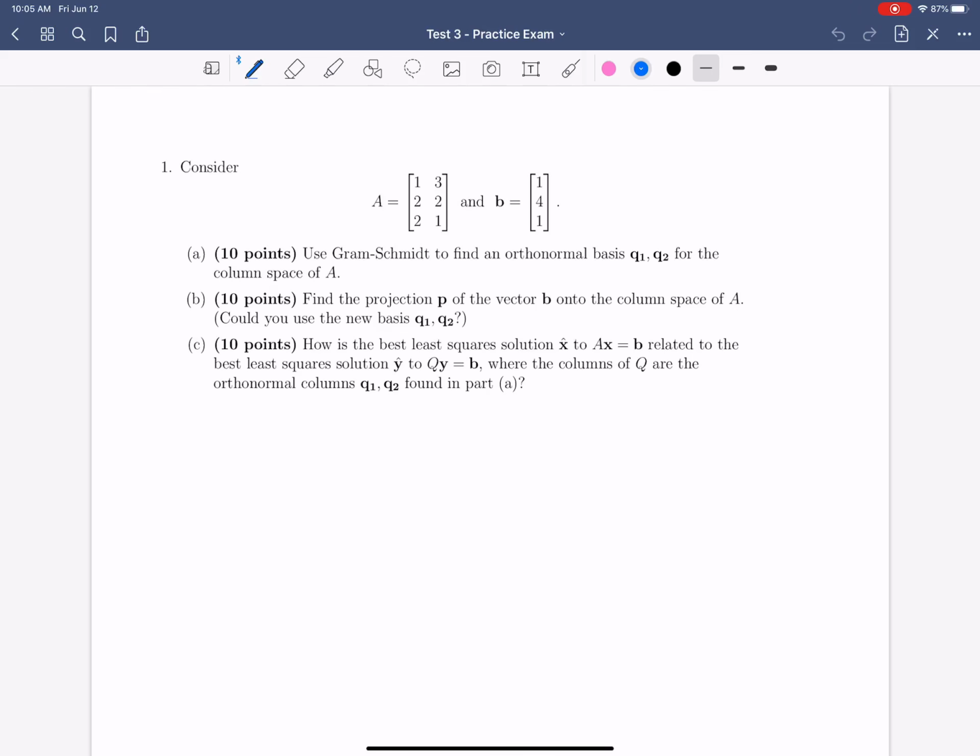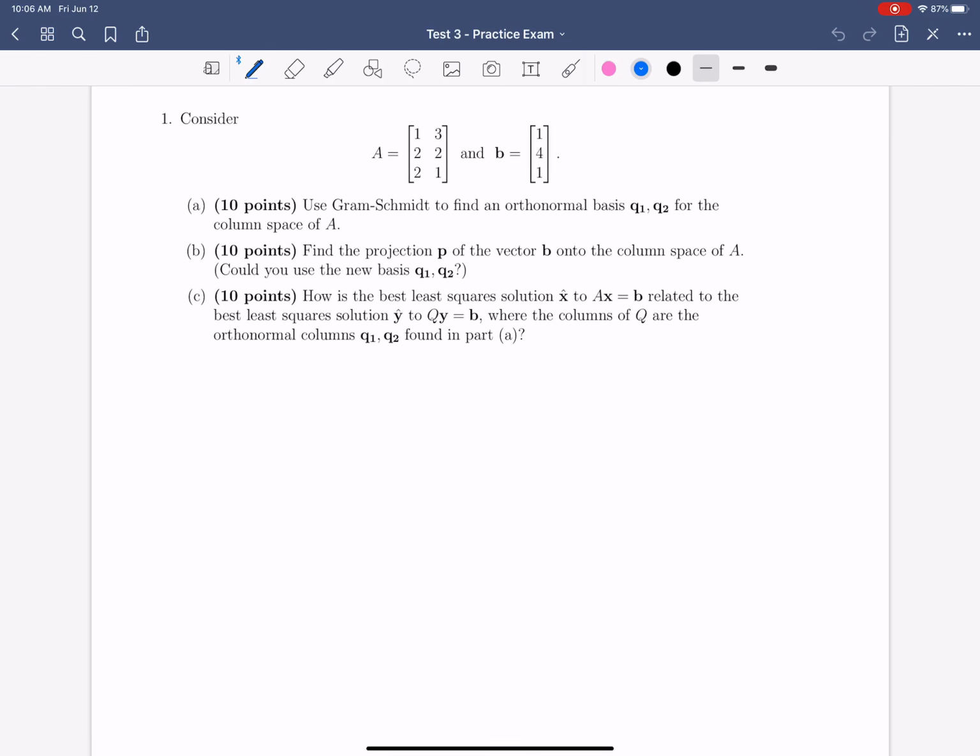All right, let's start with orthogonality. The first question, we're given a matrix A and a vector B. Under A, use Gram-Schmidt to find an orthogonal basis Q1, Q2 for the column space of A. Now here A and B are going to be a little tricky for us because we're using A and B to mean multiple things. But as long as you give me the right Q1 and Q2, I don't care if you abuse notation, so don't worry about that too much.